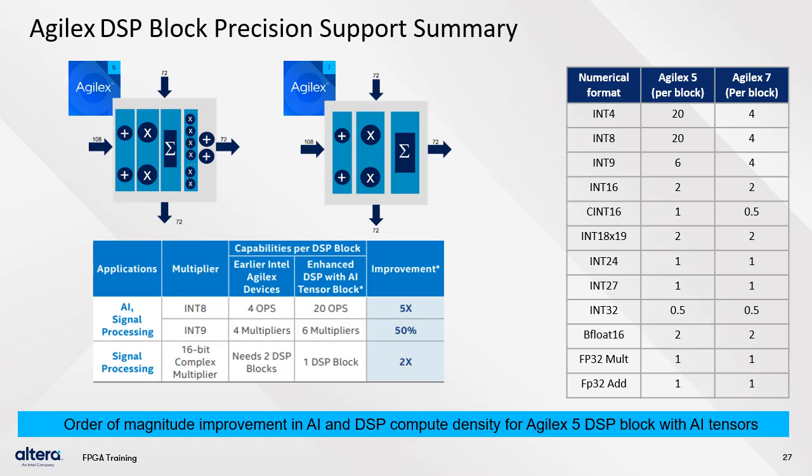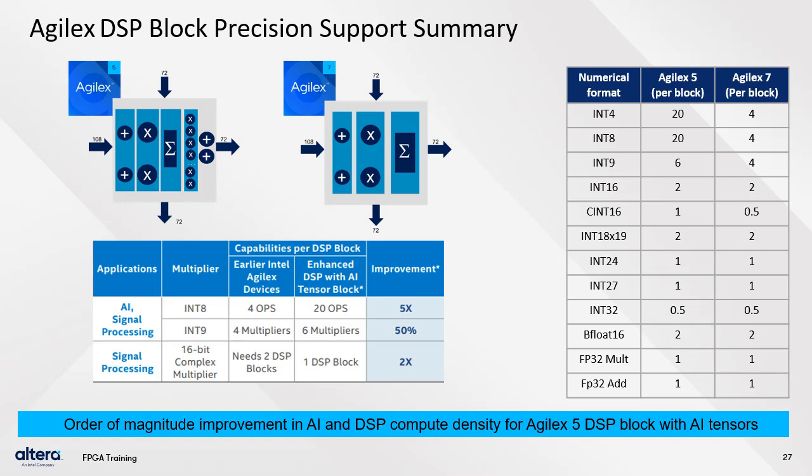Agilex 5 can do 20 INT8 multiplication operations per clock cycle in tensor block mode, while Agilex 7 can do only 4 INT8 multiplications per clock cycle but no tensor mode supported. So Agilex 5 INT8 shows 5x improved compute density. They offer an order of magnitude improvement in AI and DSP compute density.